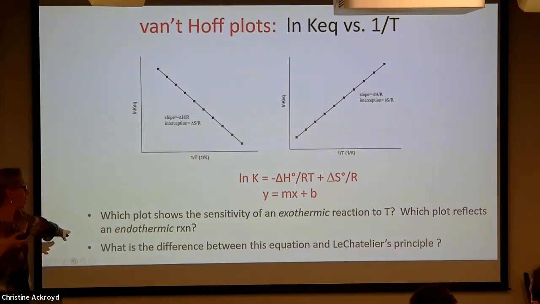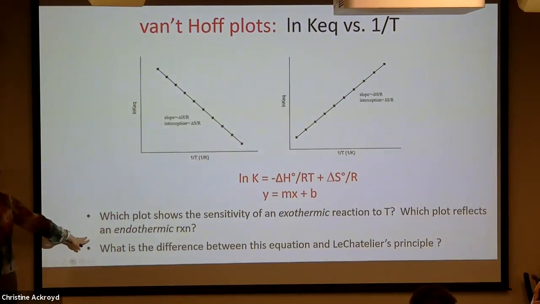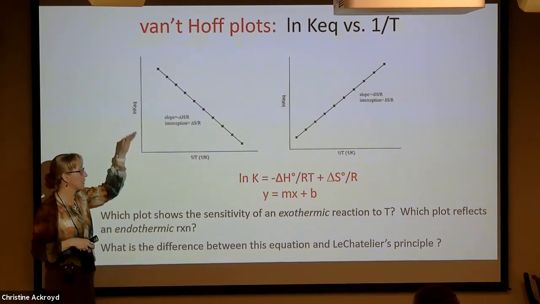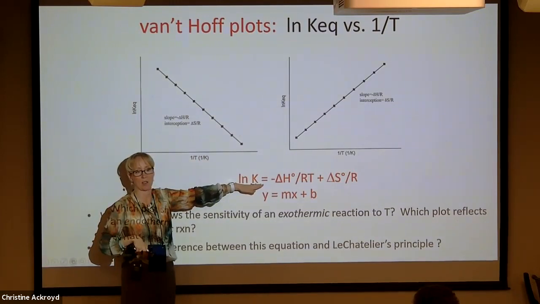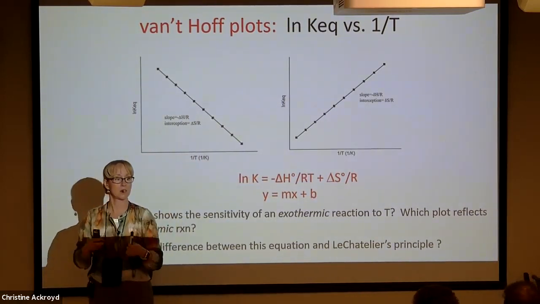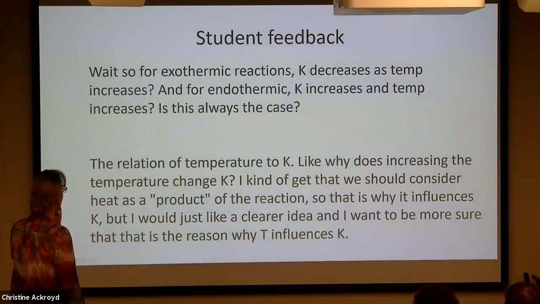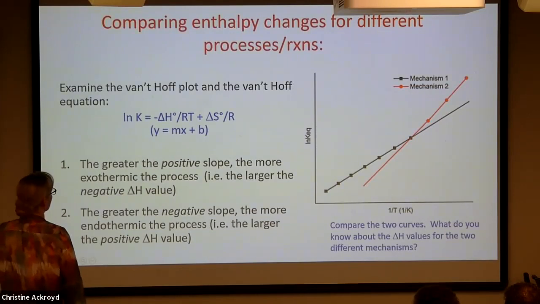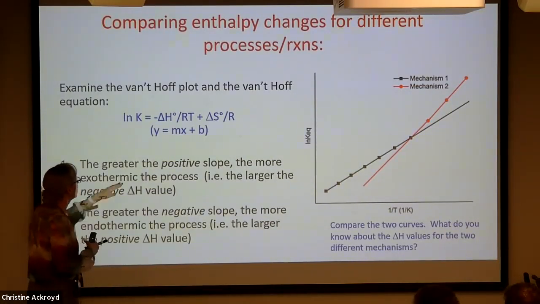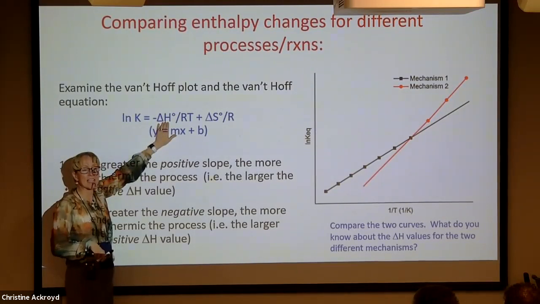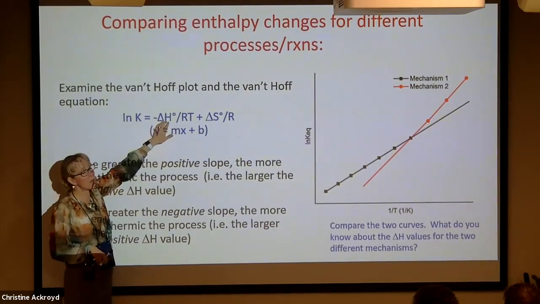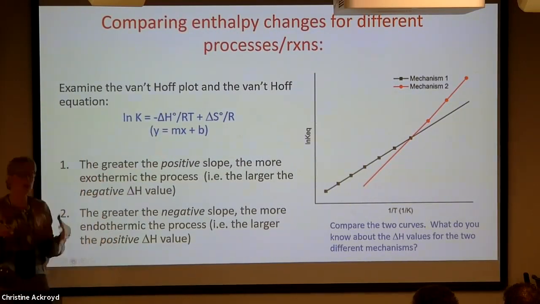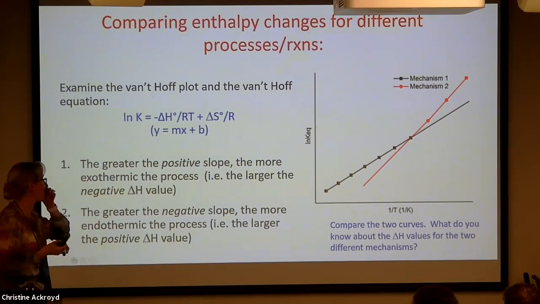Okay, what's the difference between this equation and Le Chatelier's principle? The only difference is the equation of the line lets you predict exactly how much the K value will change when you change the temperature. So it's an extra layer of information. Okay. So can we say if a positive slope means a negative delta H, the more positive the slope, the more exothermic the reaction? Yeah. Or the more negative the slope, the more endothermic the reaction.